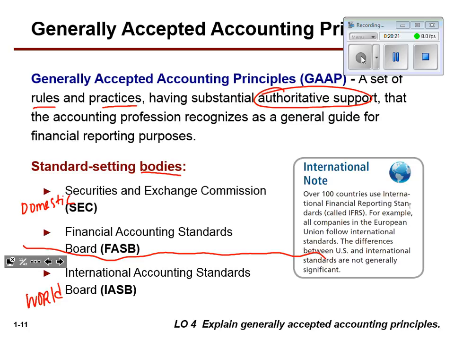Over 100 countries use the International Financial Reporting Standards, or the IFRS. For example, all companies in the European Union follow the international standards. The difference between U.S. and international standards really aren't that big. It's just, again, that big brother kind of floating over us saying we better be following all of these principles and ethically reporting what we do.